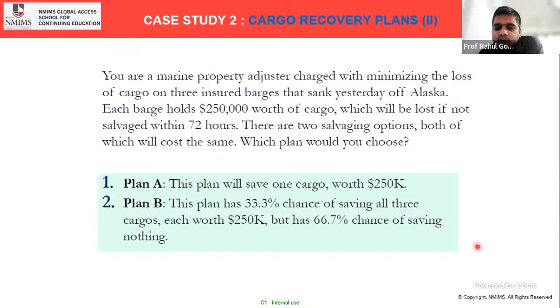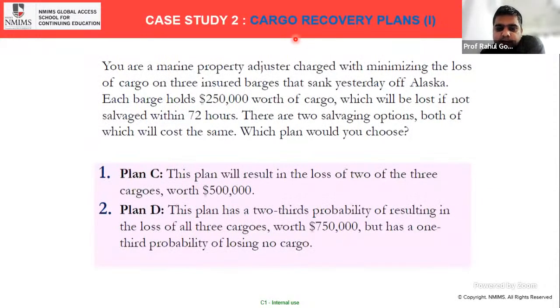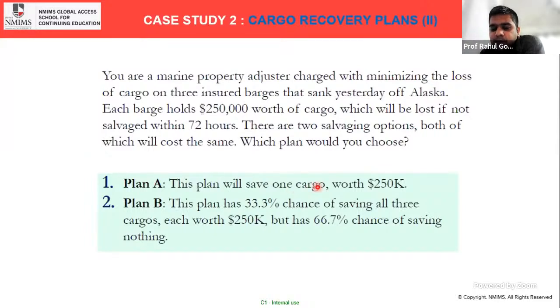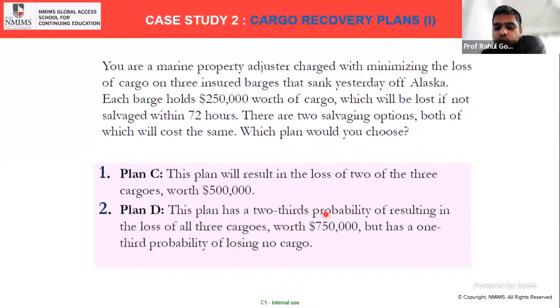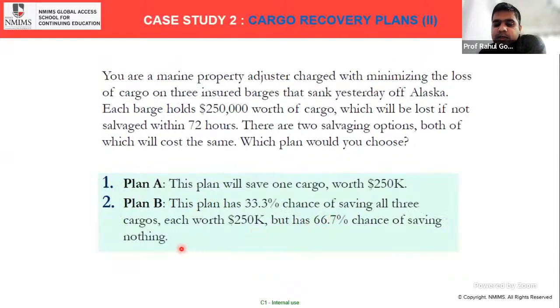Is there any difference between the options on this slide and the options on this slide? Are they different? Plan C says this plan will result in loss of two of the three cargoes. Here it is saying this plan will save one cargo. Is plan A different from plan C, or is it the same? It is the same. Similarly, there's no difference between plan B and plan D. Two-thirds probability that nothing will get saved is mentioned here also, in plan B: 66% probability nothing gets saved.